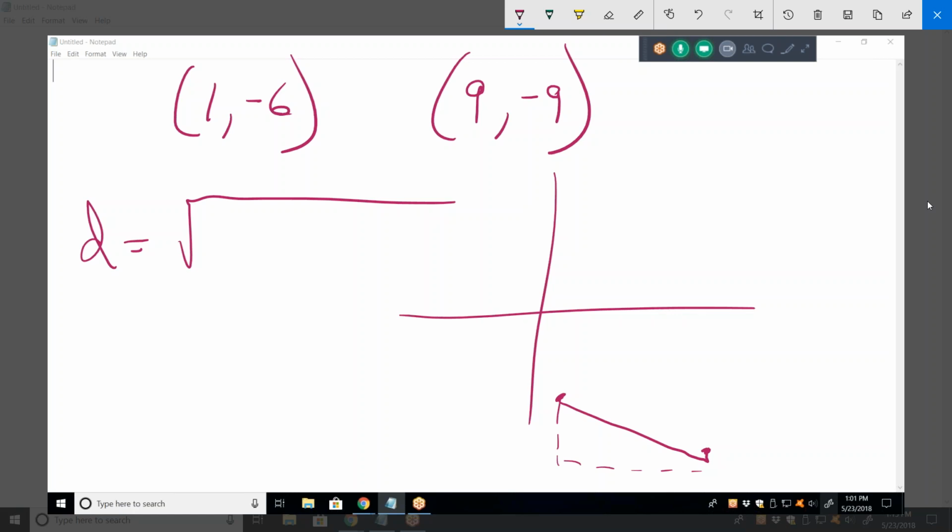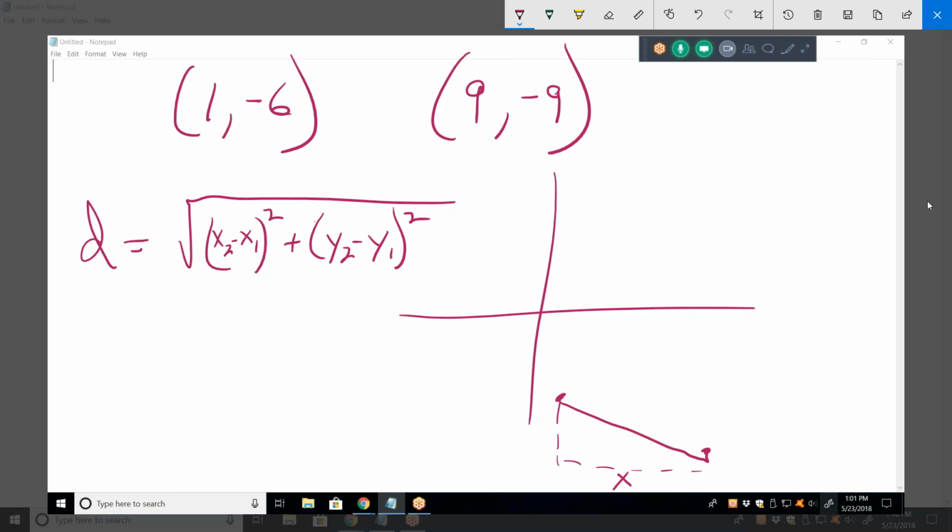And now you have your x2 minus x1 squared. In other words, this side. Then the plus y2 minus y1 squared. And notice that we can do this in any order. I could do x1 minus x2. I'm squaring it, so it doesn't matter whether that's positive or negative. I'm not going to screw it up.